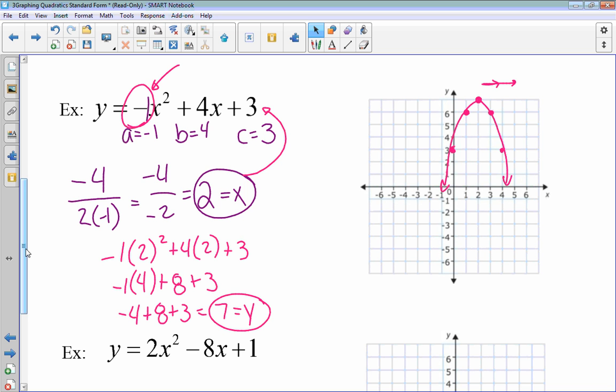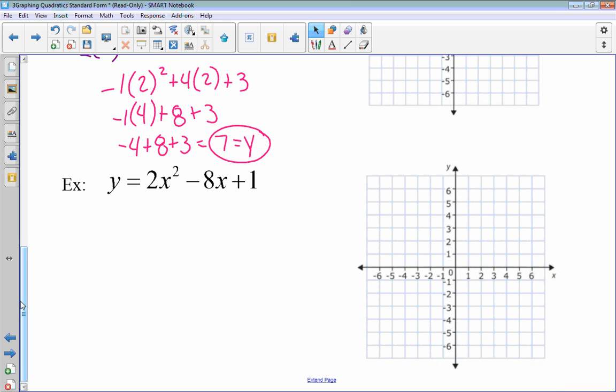If you think you definitely know what's going on, you can find negative b over 2a, you can plug it in, you can find y, you can use your a. Go ahead and pause the video and try this second problem.